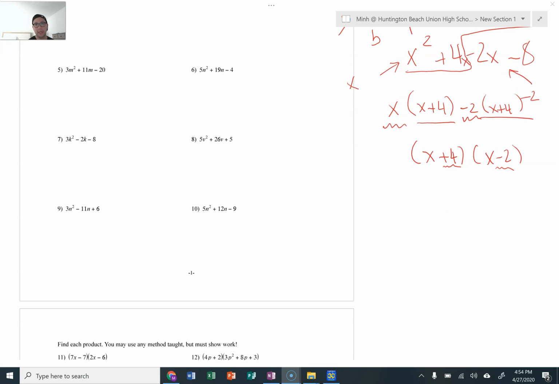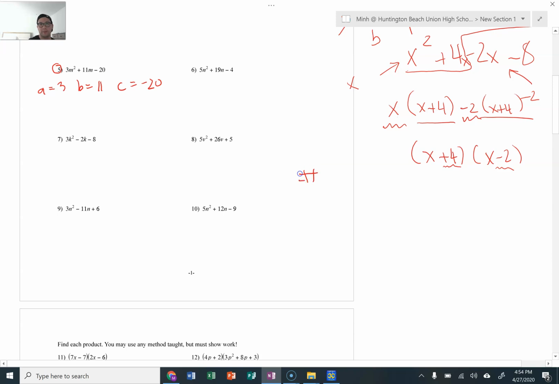Alright, so picking a problem, we're going to do number 5. I'm going to choose a bigger number for you guys. Now, the process is exactly the same for number 5. We're just going to go ahead and identify our A, B, and C. So A is equal to 3, B is equal to 11, and our C is equal to negative 20. And note that A is no longer equal to 1. You've been working with problems where A is equal to 1, with the same exact steps.